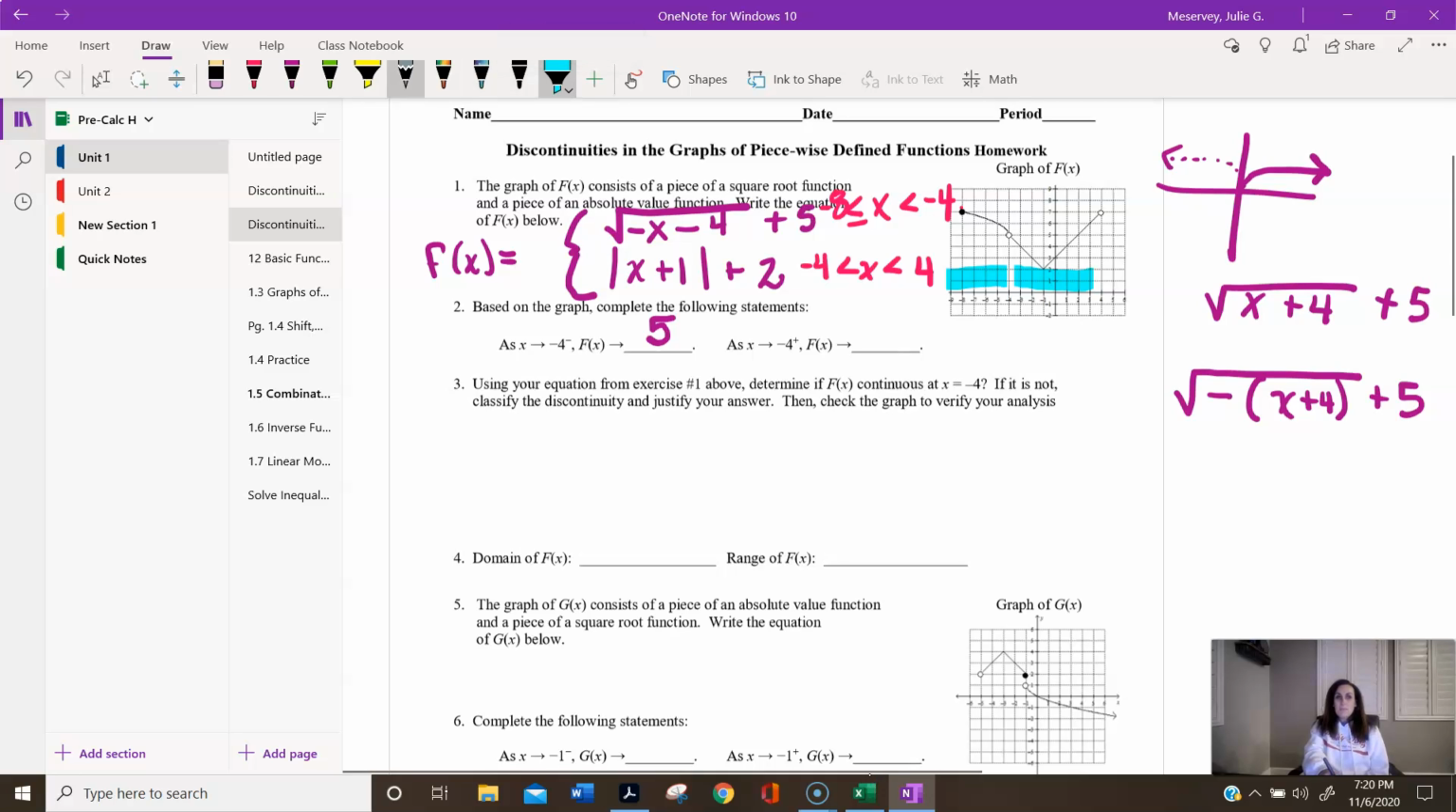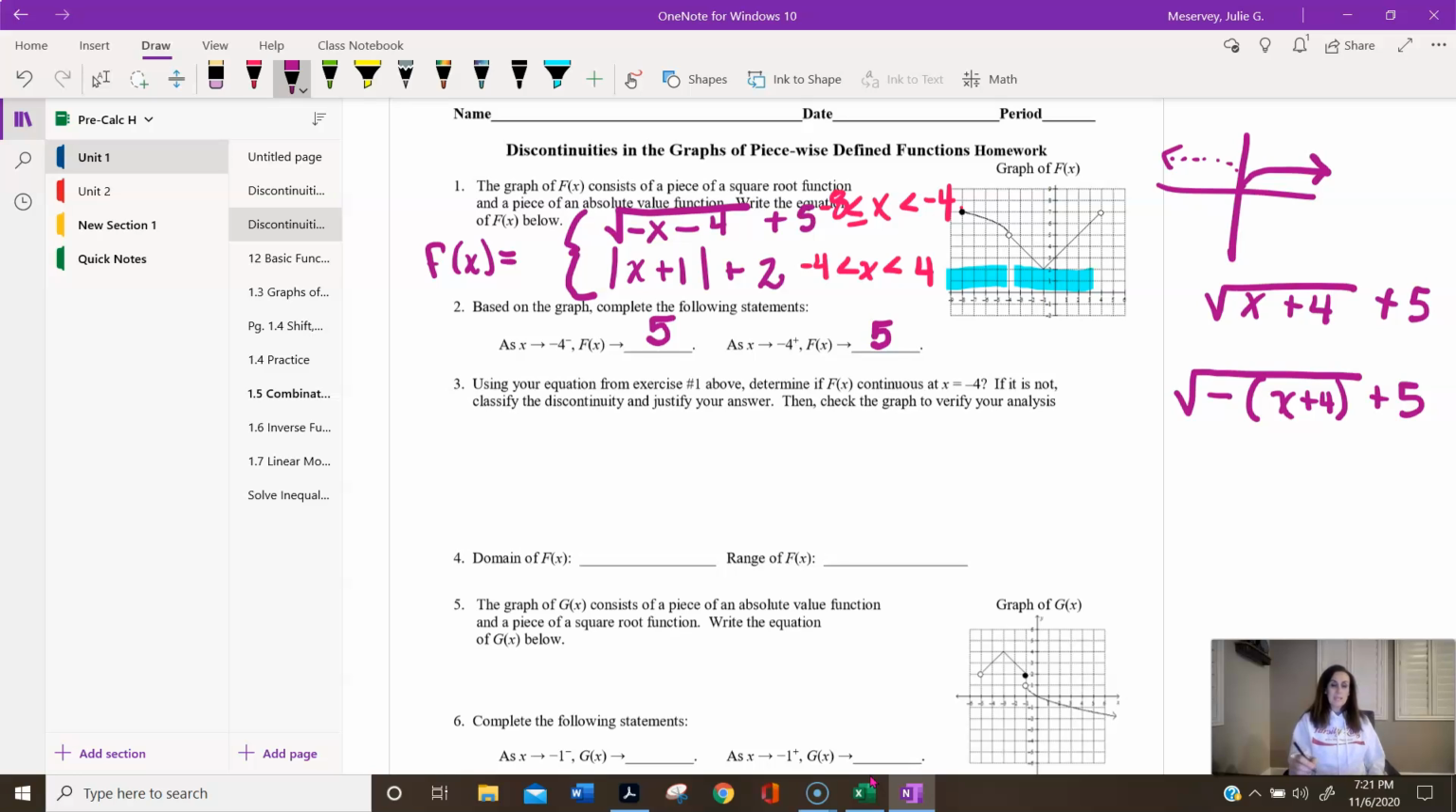Because those numbers are the same, I know that I have a discontinuity at a point instead of a jump. If these two numbers are different, then I have a jump. Otherwise, it's a discontinuity at that point.